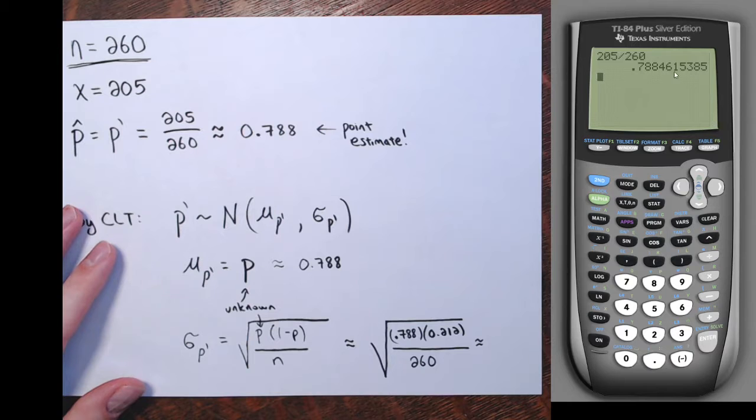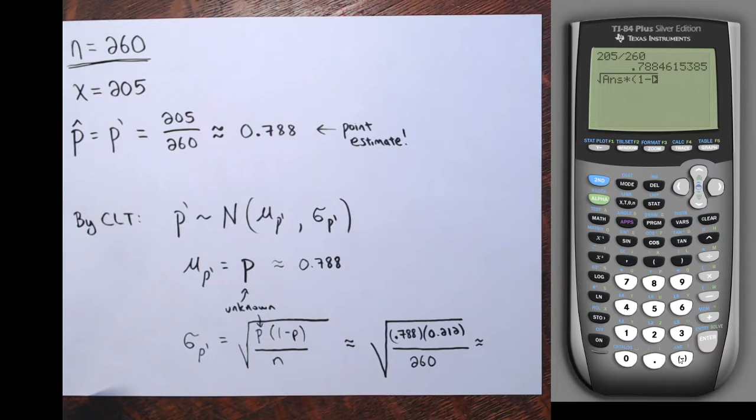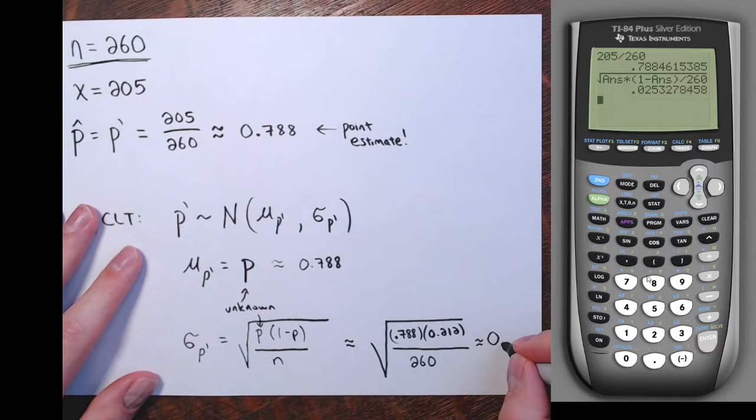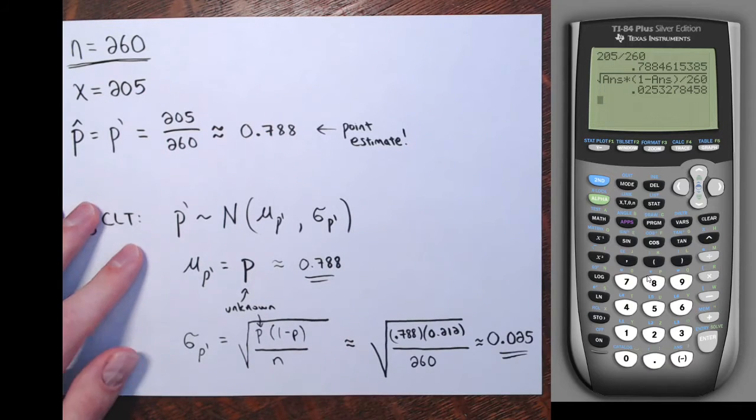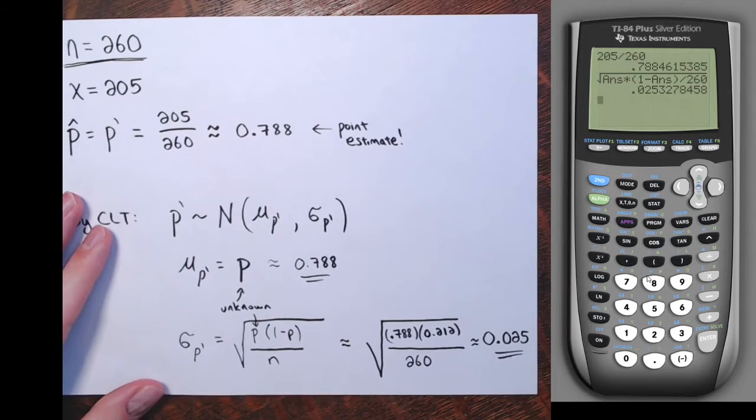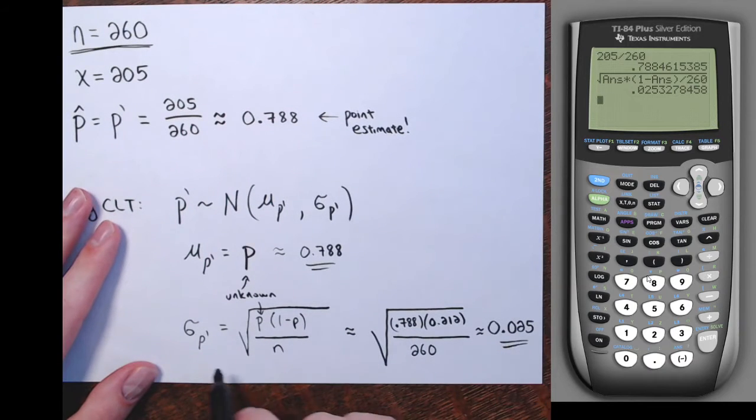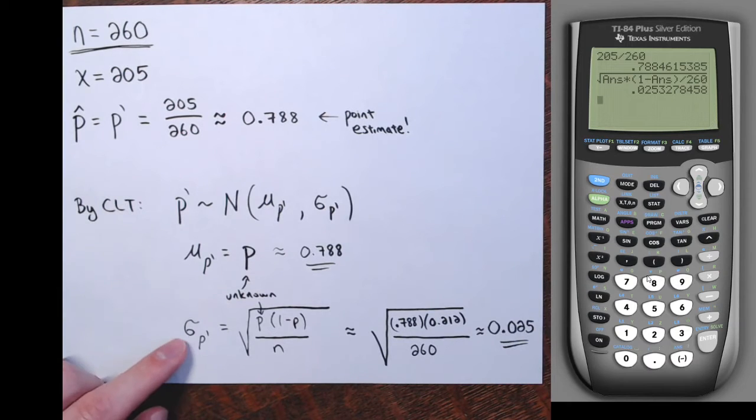Now, in fact, I know I rounded it to 0.788, but I'm just going to leave it the way it is and take the square root, just to be a little more accurate. The square root of this answer times, in parentheses, 1 minus this answer, and then all of that divided by 260, making sure that's all inside the square root. To three decimal places, this rounds to 0.025 for our standard deviation, our standard error of these sample proportions. So we have our point estimate, which approximates the mean of the sample proportions distribution, and we have our approximation of the standard error for the proportions distribution.